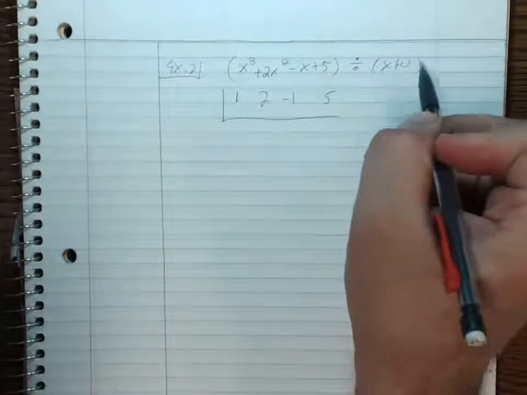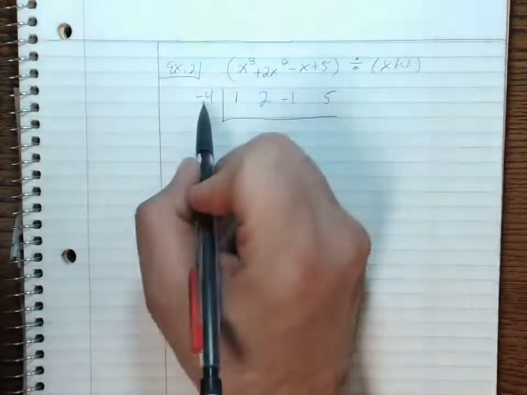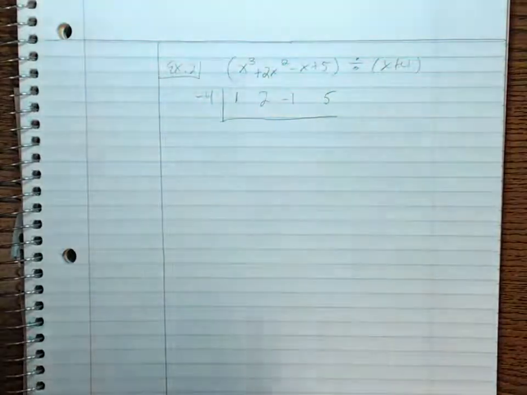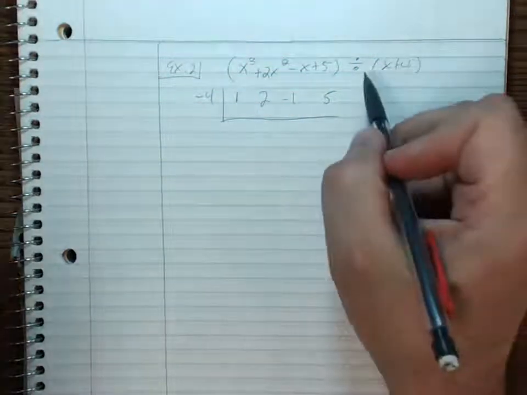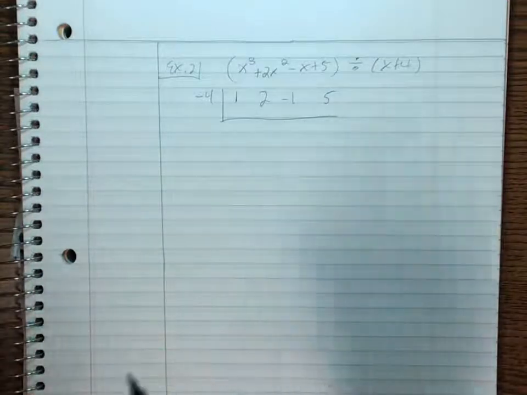So again, I'm going to take this and change the sign. This was a positive 4, so I'm going to use negative 4. Just like on the previous one, it was a negative number and I made it positive. You're always switching the signs, always.